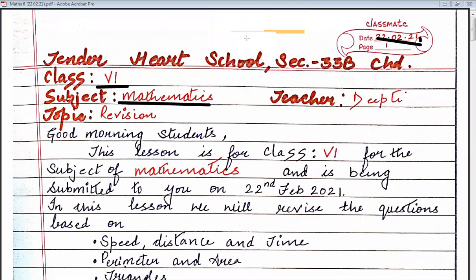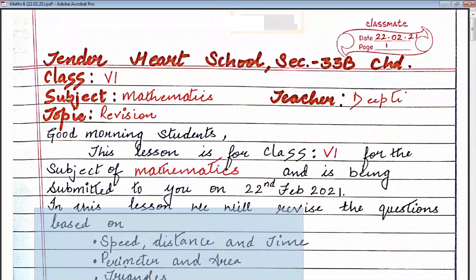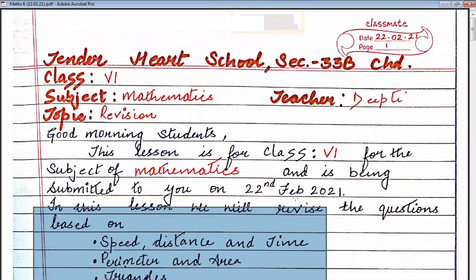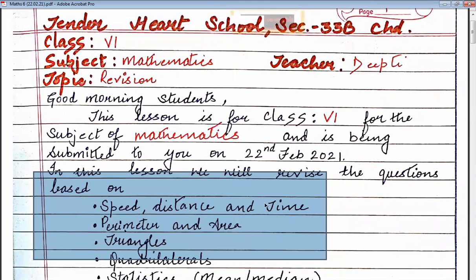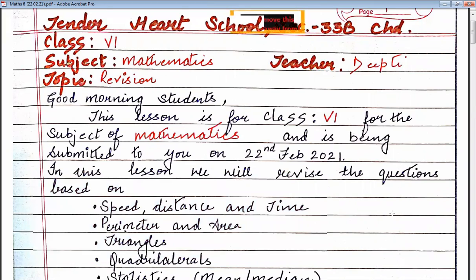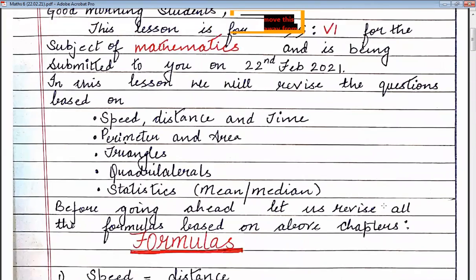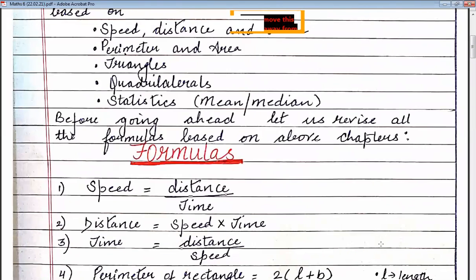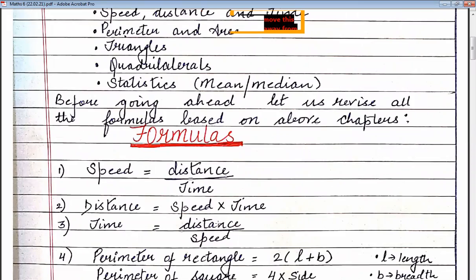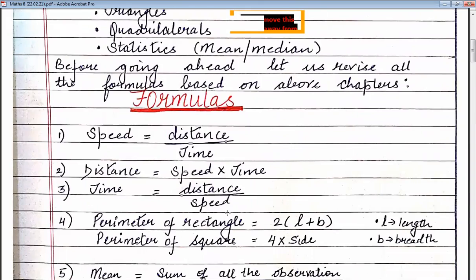Students, in today's lesson, we are going to revise the questions based on speed, distance, and time, then perimeter and area, triangle, quadrilateral, and statistics. Now, children, let us start our today's lesson with the formulas based on all these chapters.